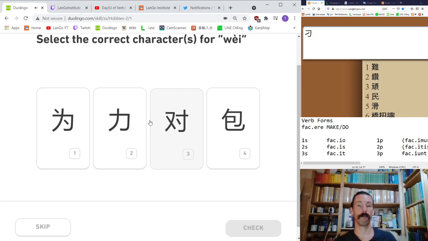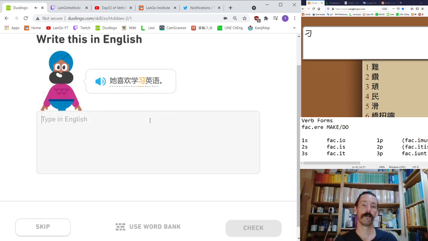Okay, let me do it from the front again. 他喜欢学习英语. She enjoys, she likes 学习, to study. We need that infinitive mark there on the non-inflected verb. 英语, English.